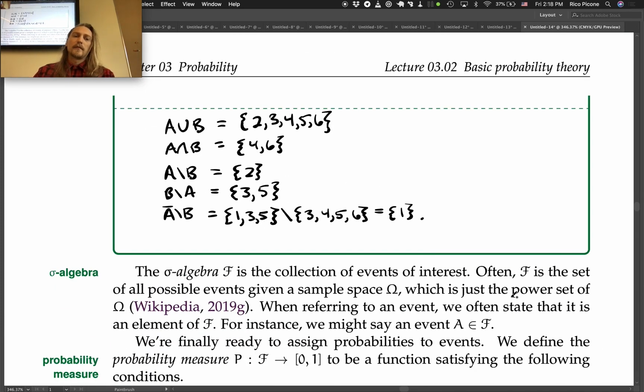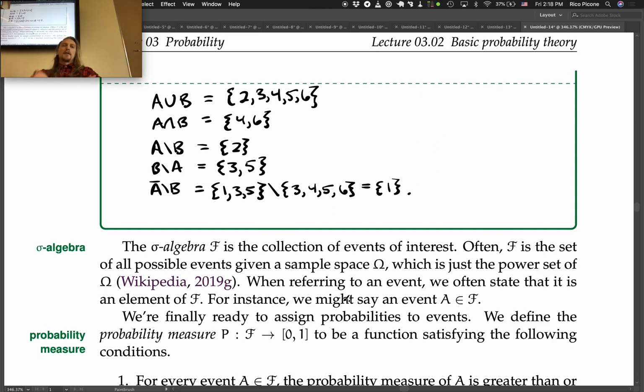Okay. The sigma algebra F is the collection of events of interest. Often, F is the set of all possible events given a sample space omega, which is just the power set of omega. Remember, the power set is the set of all subsets of a set. When referring to an event, we often state that it is an element of the sigma algebra F. For instance, we might say an event A is an element of F.